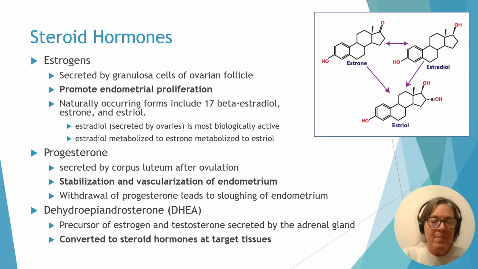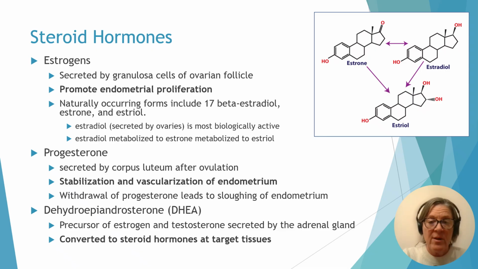through various metabolic pathways. Progesterone is secreted by the corpus luteum after ovulation, and what it does is a stabilization and vascularization of the endometrium. So it really converts the endometrium into a secretory tissue by increasing the circulation there. Withdrawal of progesterone leads to a sloughing off of the endometrium because we've lost that stabilization.